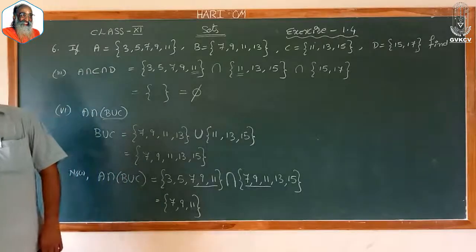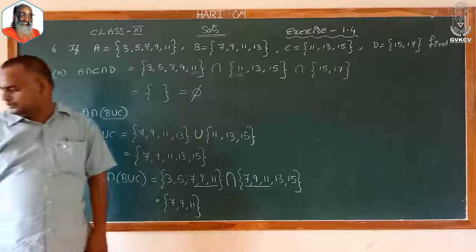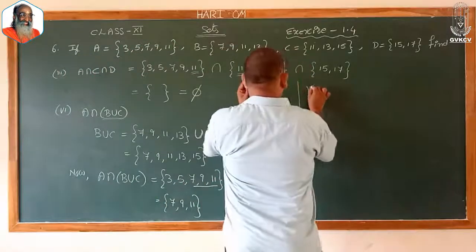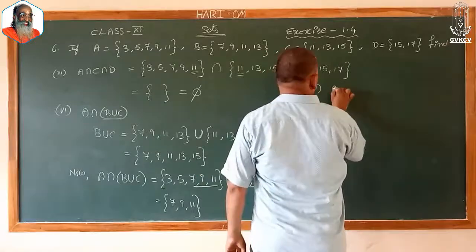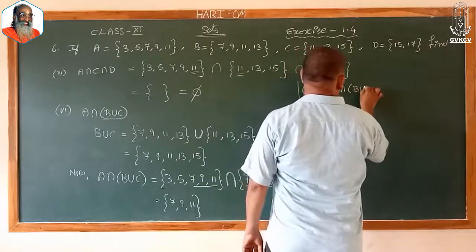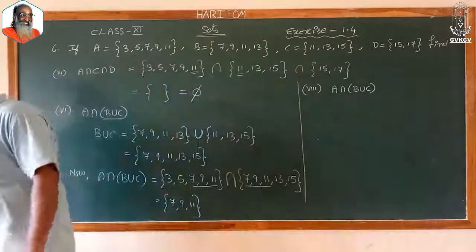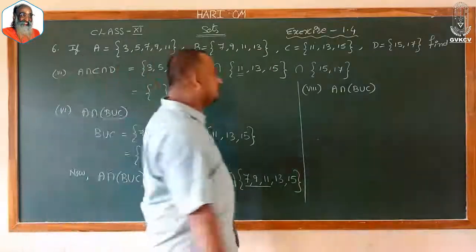Next we have problem number 8. What is there in problem number 8? Problem number 8 is A intersection (B union D).